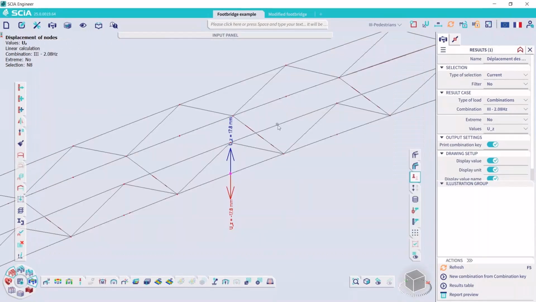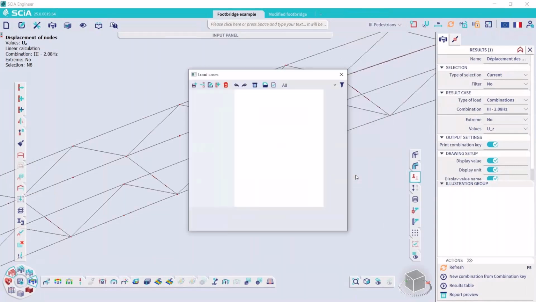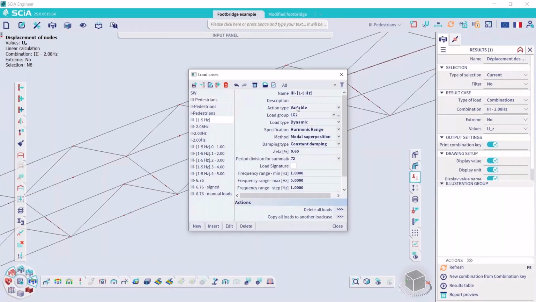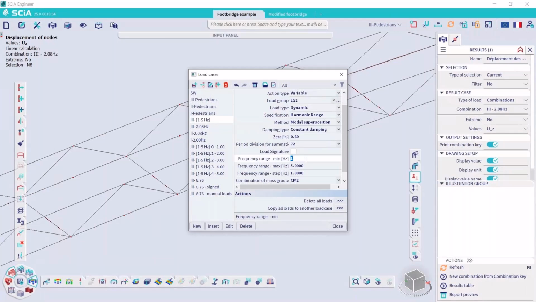And then what we can do is also create another type of load case, which will be with a range harmonic load. Here I've created the same load case, but the thing I have changed is that I chose a specification of harmonic range instead of harmonic. And I chose a minimum frequency of 1, a maximum one of 5, and a step of 1 Hertz. So what SCIA does in the background is create 5 load cases at 1, 2, 3, 4, and 5 Hertz.